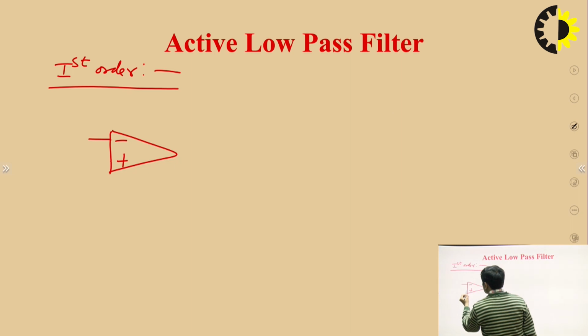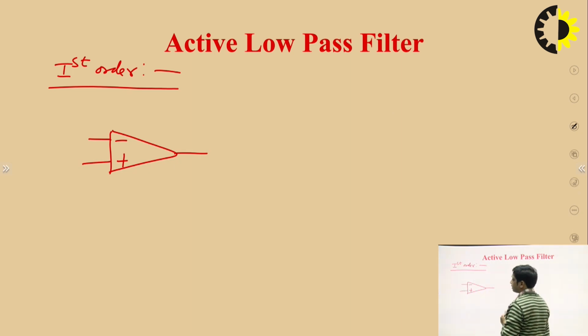This is an operational amplifier. This is the symbol of an operational amplifier. As I have mentioned, when we design active filters using op-amp, we prefer the non-inverting configuration, because in the non-inverting configuration the input impedance is higher and it helps in minimizing the loading effect.